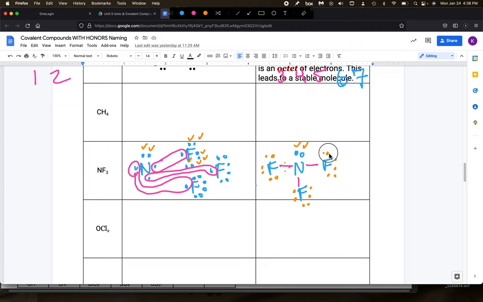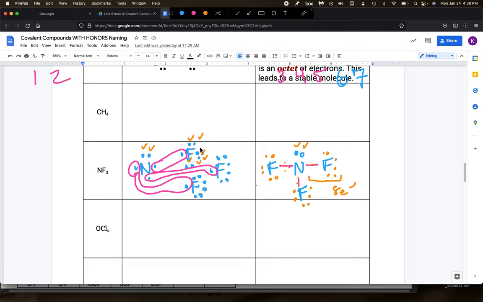So this fluorine has 8 electrons, 2 in the bond. That's what I shared. This one has 8, 2 in the bond. This has 8, 2 in the bond. And even the nitrogen has 8. 2 in each of these bonds adds up to 6, plus 2 extra is 8. So everything ended up with 8 valence electrons, which means it's stable and I don't have to do anything more.